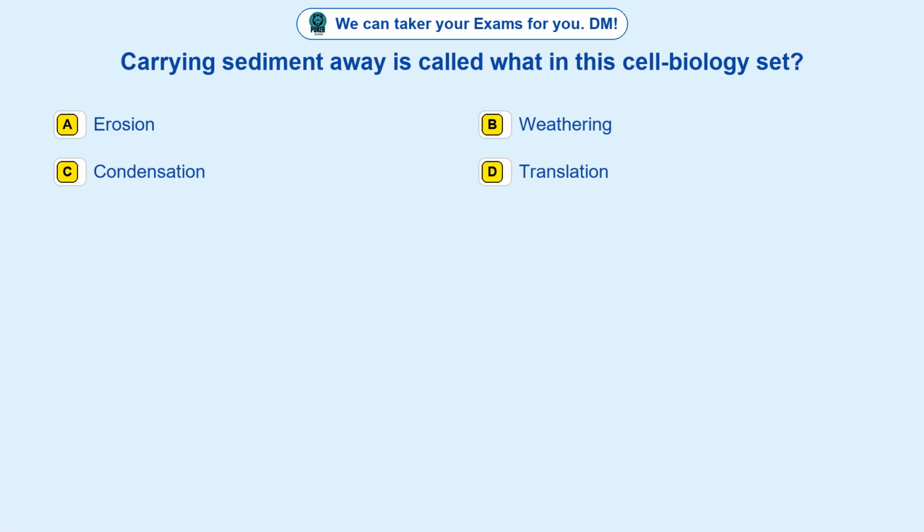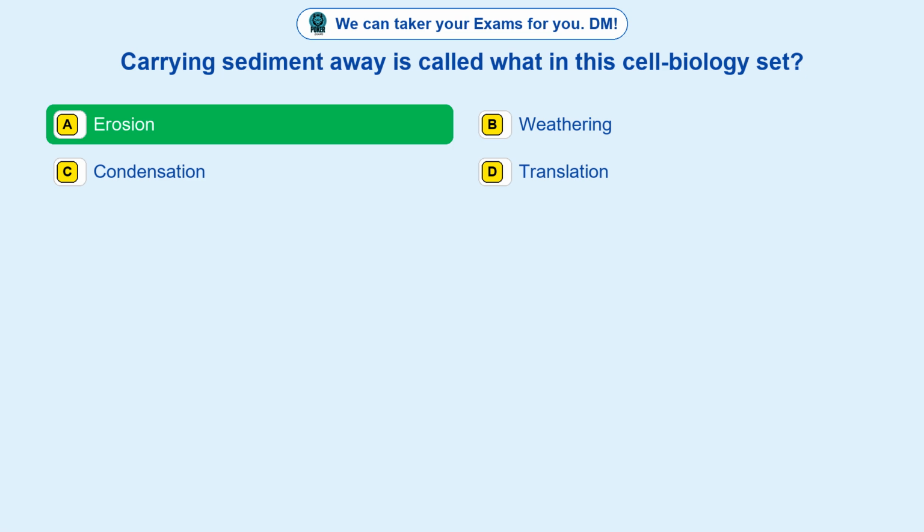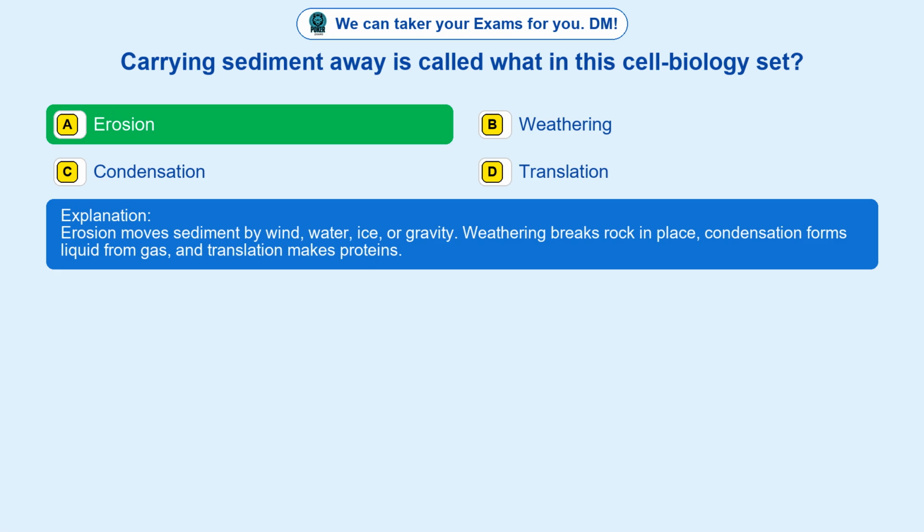Question 82. Carrying sediment away is called what in this cell biology set? Option A, erosion. Option B, weathering. Option C, condensation. Option D, translation. The correct answer is option A. Erosion. Erosion moves sediment by wind, water, ice, or gravity. Weathering breaks rock in place, condensation forms liquid from gas, and translation makes proteins.